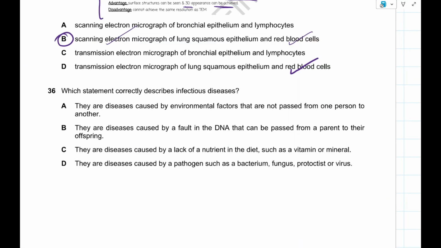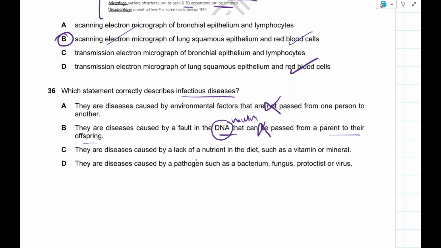Question number 36. Which statement correctly describes infectious disease? So infectious disease is anything you can catch. Therefore, let's see the suggestions that we have here. A. They are diseases caused by environmental factors that are not passed from one person to another. Therefore, this is incorrect. It contrasts the idea of an infectious disease. B. They are diseases caused by a fault in the DNA that can be passed from parent to their offspring. This is incorrect. This is a mutation. Mutations are not contagious.